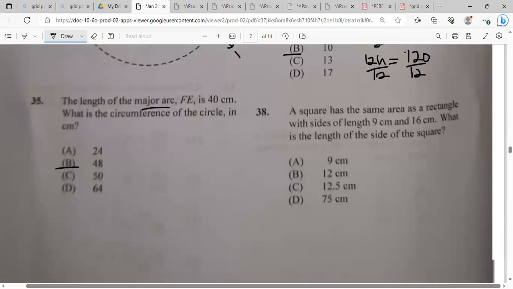A square has the same area as a rectangle with length 9 centimeters and width 16 centimeters. What is the length of the side of the square? So first, we could just say 16 by 9. 9 times 6 is 54, 9 ones are 9 and that 14. So it's 144, the area. So that means it's a square, so we just find the square root. So that works out to 12.